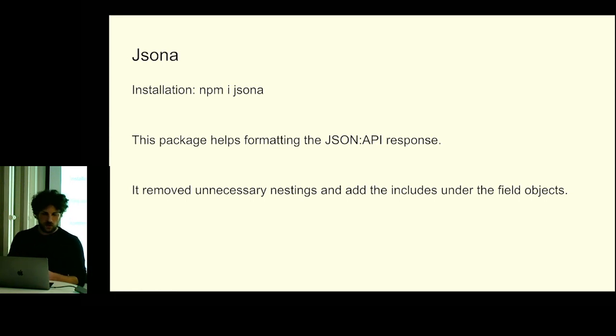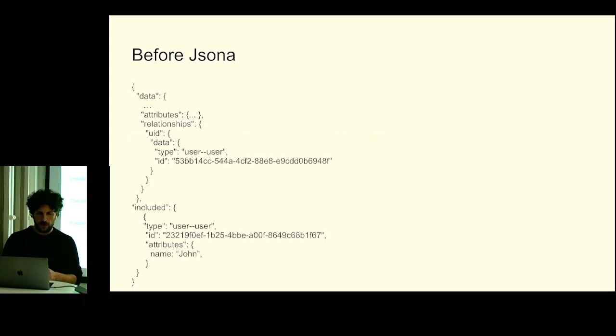I'm also using JSON-A, which helps format the JSON API response. It removes unnecessary nesting, and it does cool things with includes. So this is before JSON-A, so we're getting the data, all the information about the entity, then the attributes and the relationships, in this case the user, and also the include down here. So for example, if I want to get the username of the author, I need to go through all the includes, get the type, make sure that the ID is the same, and then in that case I can get the name of the user.